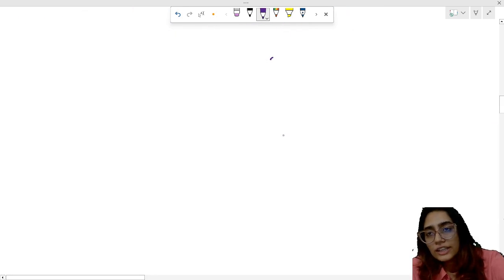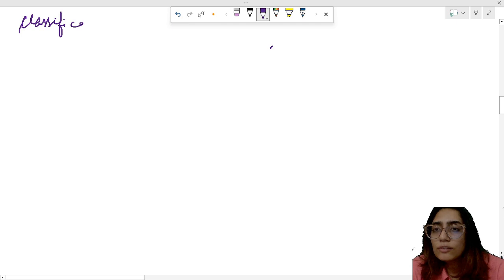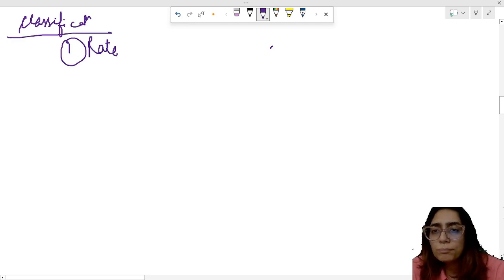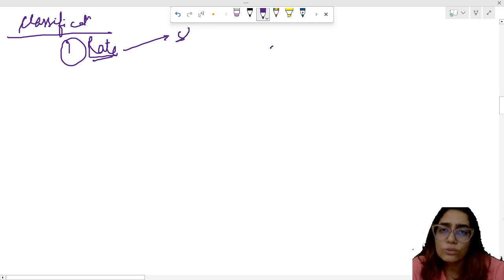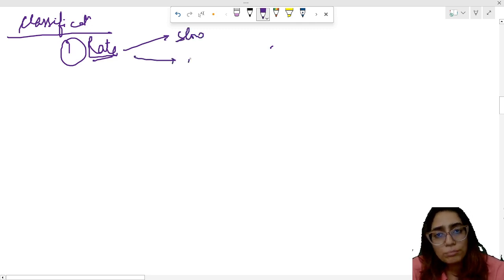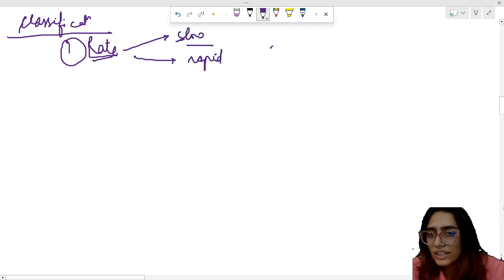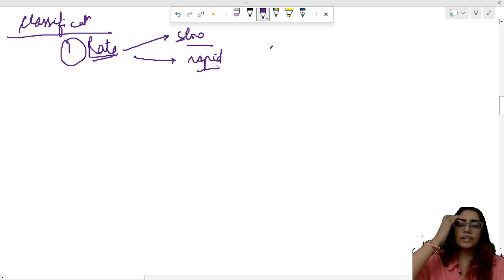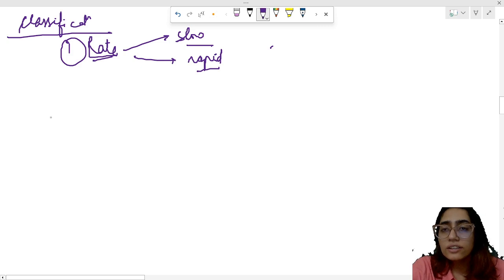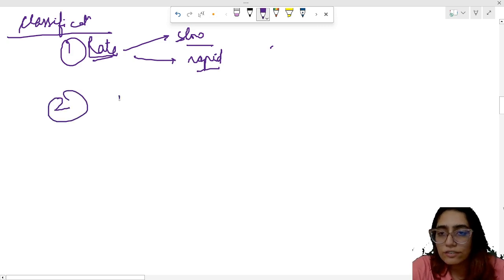Now we have covered the anatomy. Now let us have a look at the classification of expansion. So I'll be teaching you two classifications. First is very simple, based on the rate. Based on the rate, it can be slow expansion or it can be rapid expansion, right? So very simple, based on the rate of expansion, the rate of activation we are doing, it is slow or rapid. And the second classification is given by McNamara.